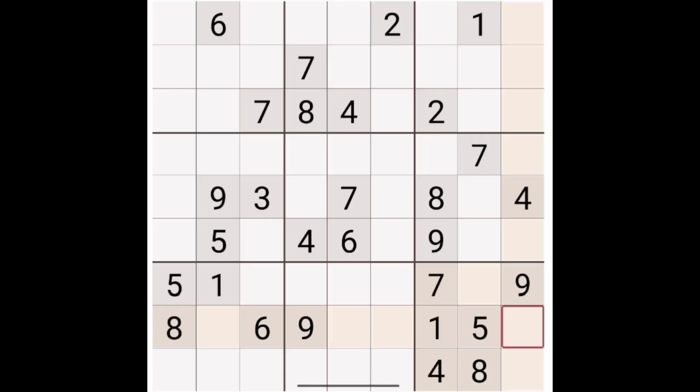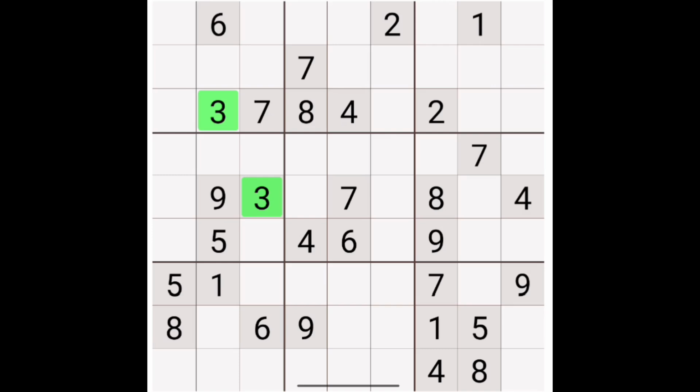Let's start with column number 2. Now there are 5 numbers missing. That is 2, 3, 4, 7, 8. These 5 numbers are to be filled in these 5 cells. Okay, but in this cell on the right side you can see 2, 4, 7 are present. So that means only the number 3 is not there. So we can write 3 over here.